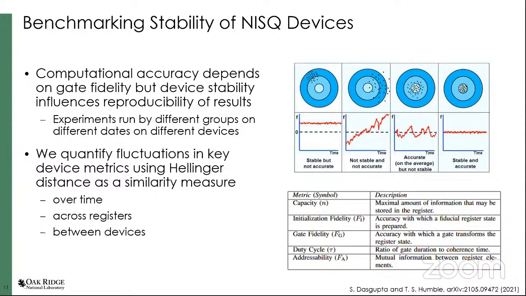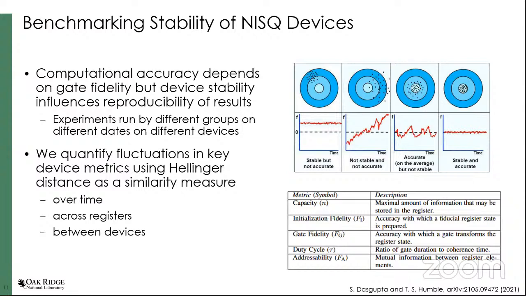Now, stability is, of course, incredibly important for scientific research because it underpins the reproducibility of results. If I run an experiment on a particular device on a particular day of the week, and another group runs that experiment on a different device on a different day of the week, how likely is it that I'm going to observe the same results from both investigations?